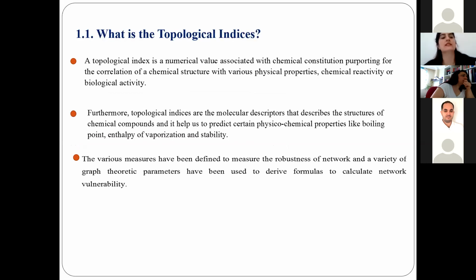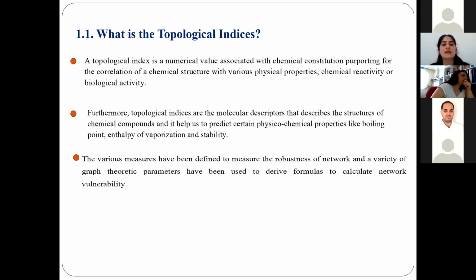What are topological indices? A topological index is a numerical value associated with chemical constitution, purporting to correlate a chemical structure with various physical properties, chemical reactivity or biological activity. Furthermore, topological indices describe the molecular structure of chemical compounds, and they help us predict certain physical and chemical properties like boiling point, heat of vaporization and stability.